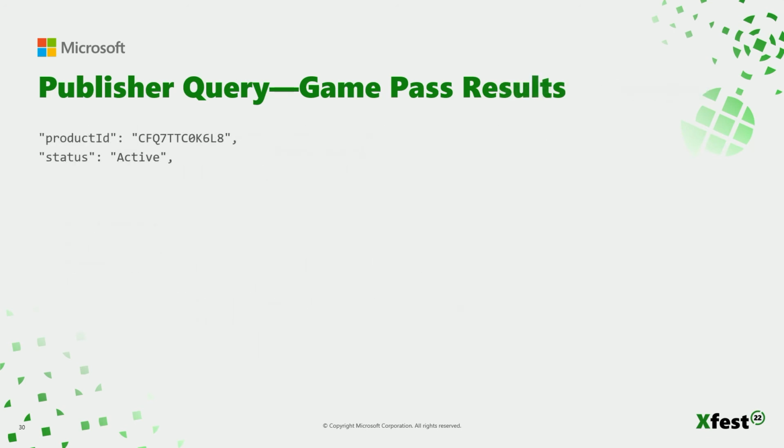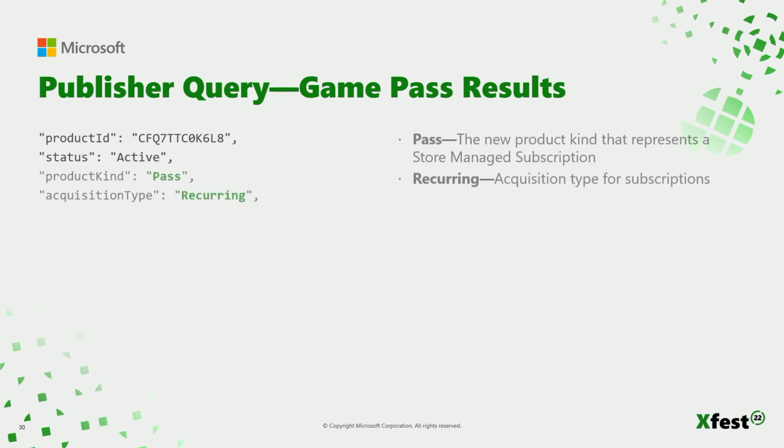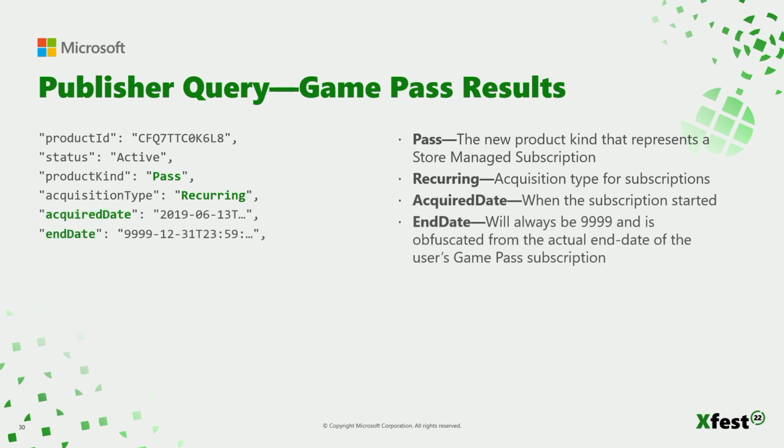The returned Game Pass item has the following key values. Game Pass shares the same pass product type as store-managed subscriptions. And recurring as the acquisition type means this entitlement is tied to a subscription product. Acquired date is the date that the user's Game Pass subscription started, but the end date value is not the actual end date of their current subscription period. The actual end date is obfuscated, and this value will always be the max date.